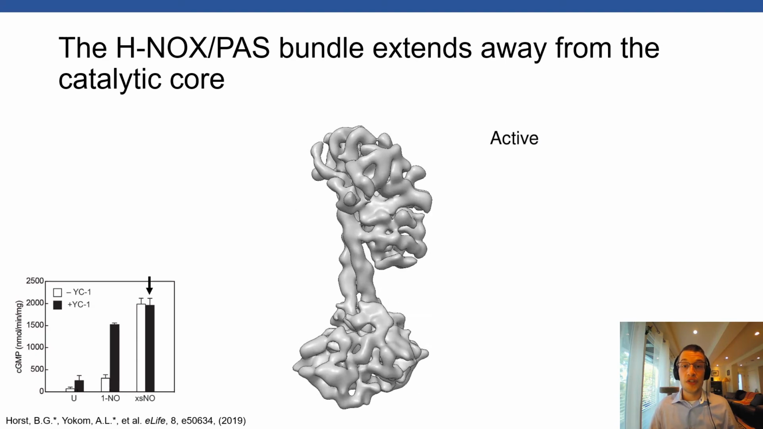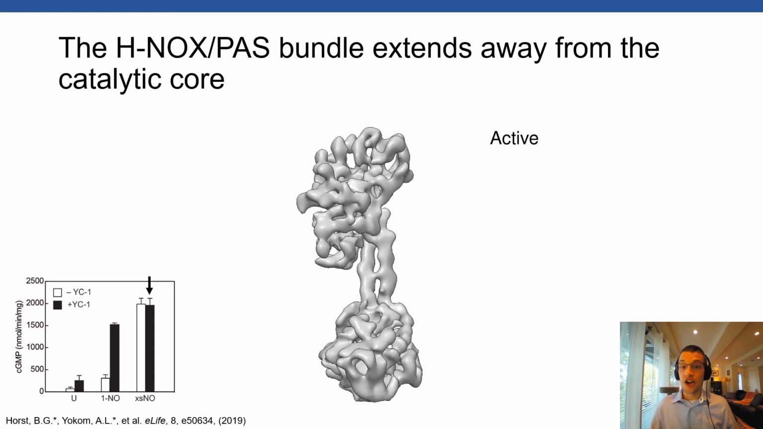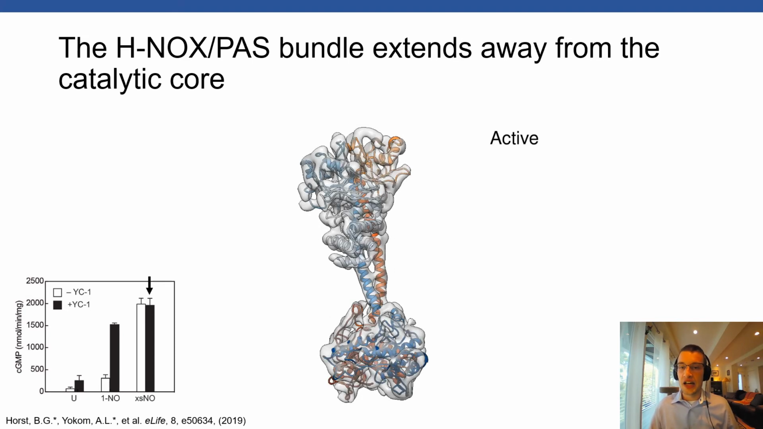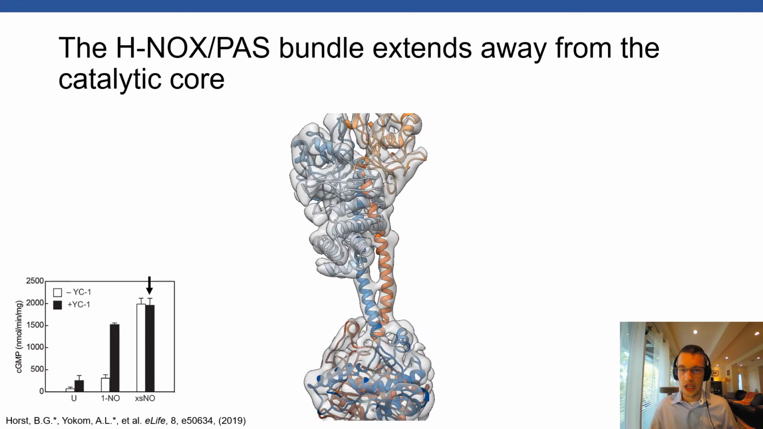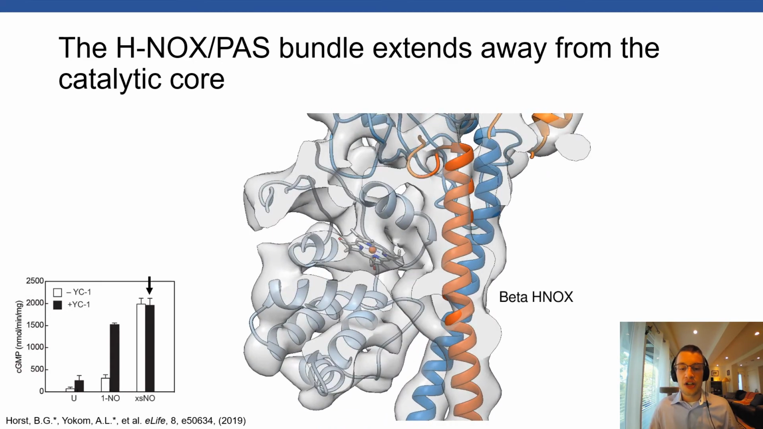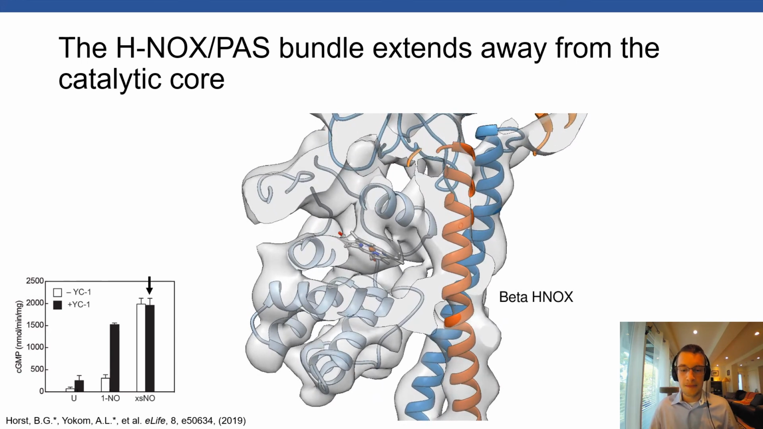Let's take a look at a movie of our active map of SGC. Here is our 5.8 angstrom map. Again, we were able to fit 7 of the 8 subdomains into this map. We were missing the alpha HNOx domain, which is probably not very ordered. In the beta HNOx domain, we have an extra lobe of density. This is where the heme cofactor binds.